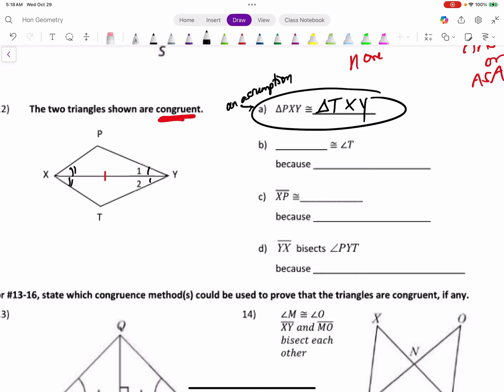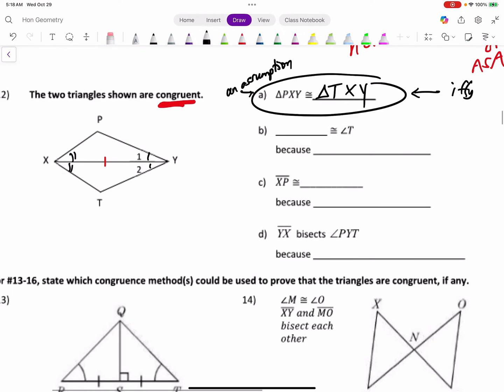So this is kind of iffy to have in a set of notes. All right. So if that is the case, for the rest of this we are going to assume this is correct, which is just a weird way of doing this. All right. What has to be congruent to angle T?